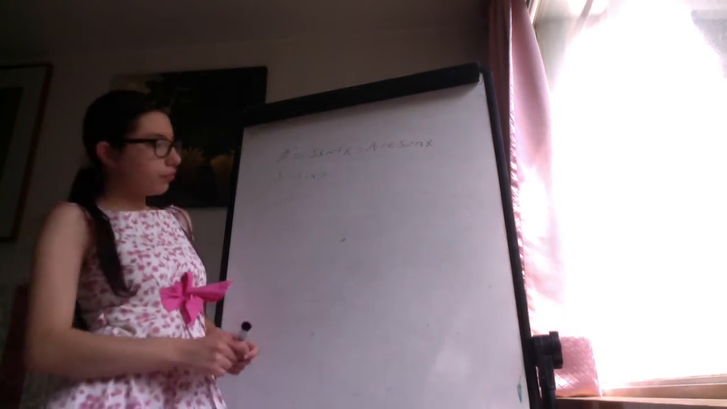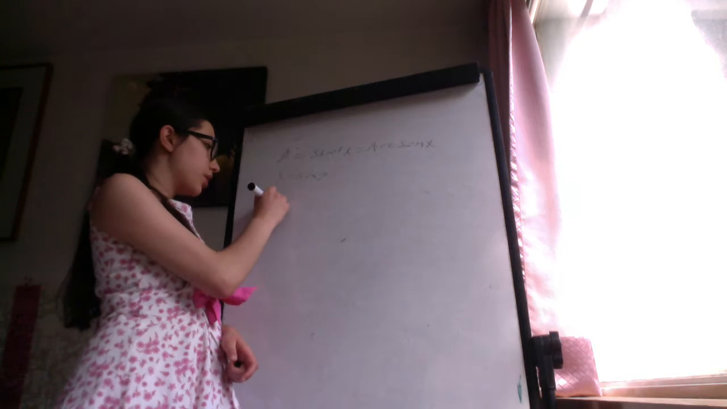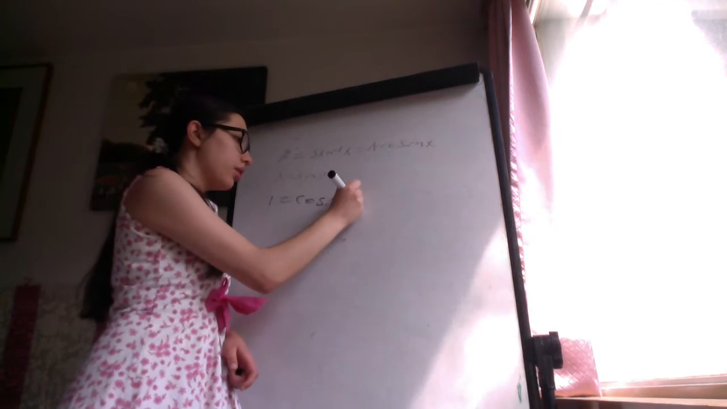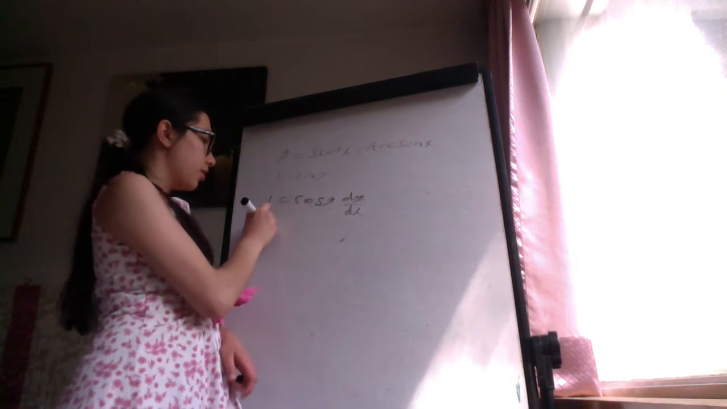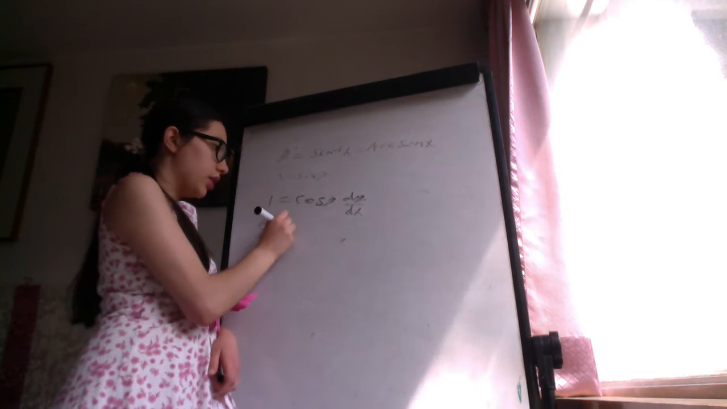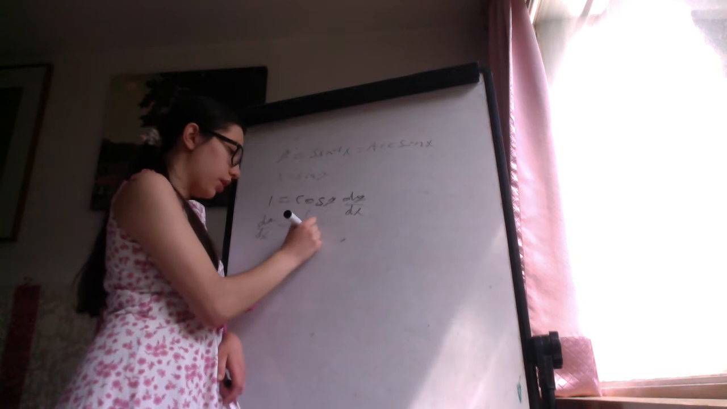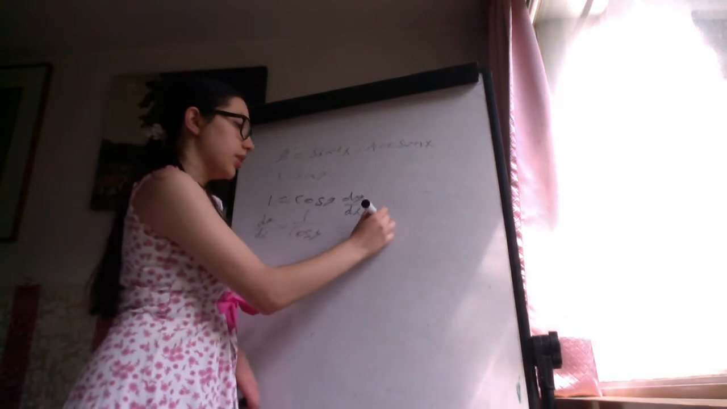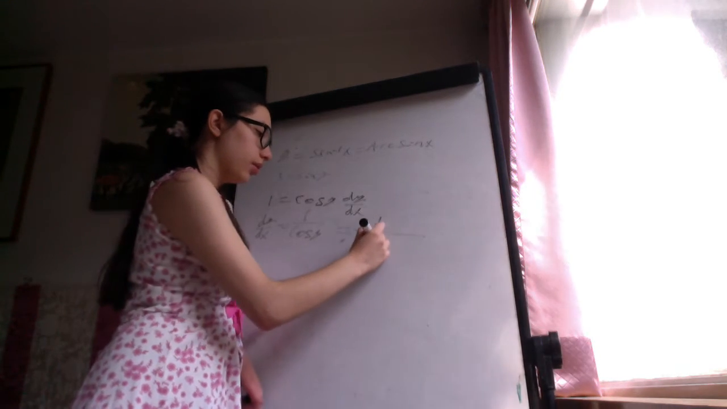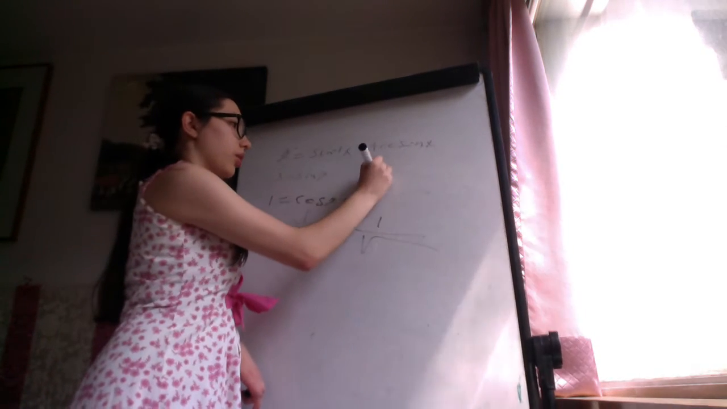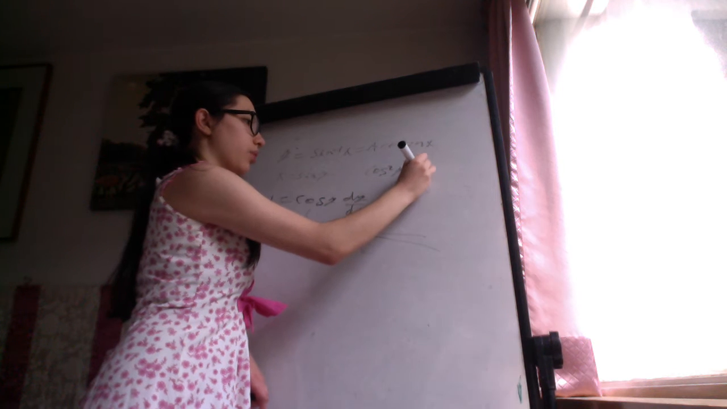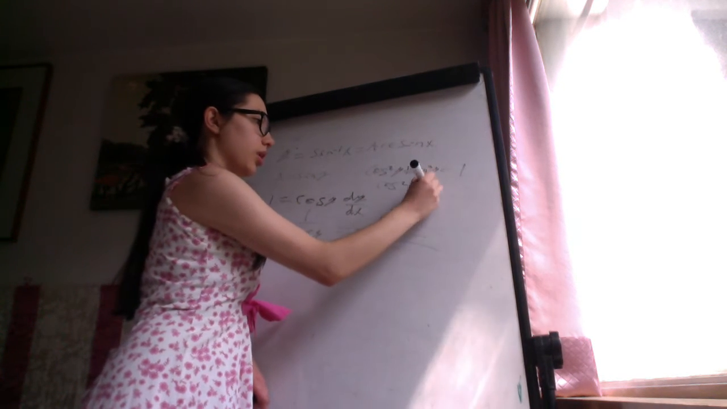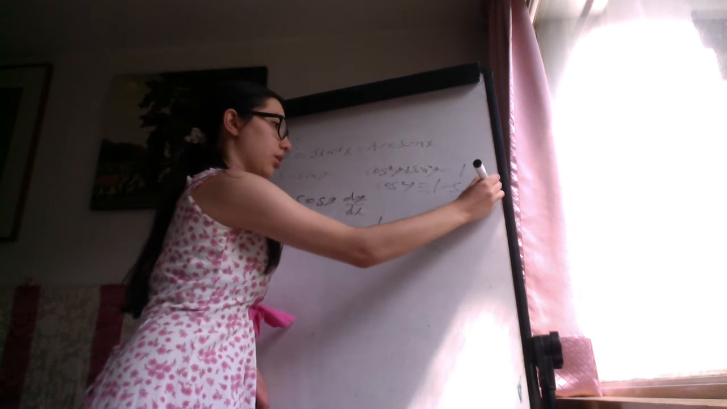So the derivative of x with respect to x is 1. The derivative of sine y with respect to x is cosine y dy/dx. So dy/dx is equal to 1 over cosine of y. What's cosine of y? Cosine squared y plus sine squared y is equal to 1, so cosine squared y is equal to 1 minus sine squared y.